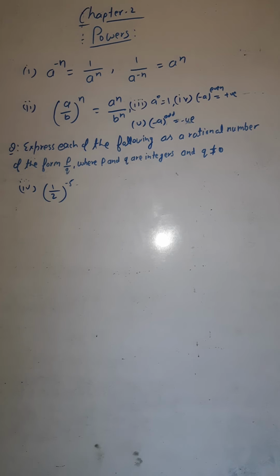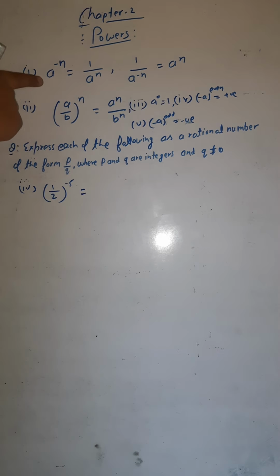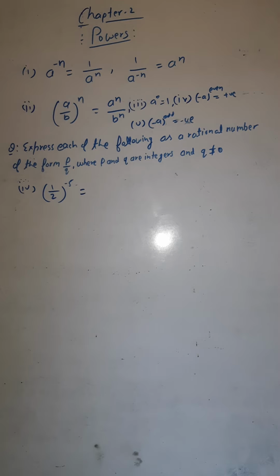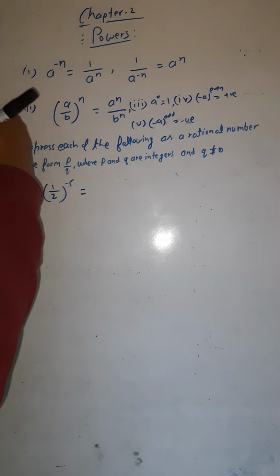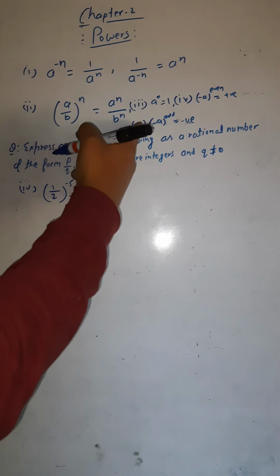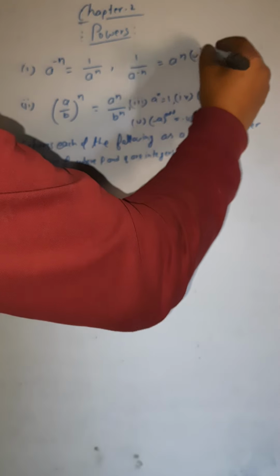Now the next question is 1 by 2 raised to the power minus 5. So again we would be using the formula here. If it is a raised to the power minus n, it can be written as 1 by a raised to the power n. Are you getting this? Let me tell you one more thing here. That would be the sixth formula. Let me write it here somewhere.